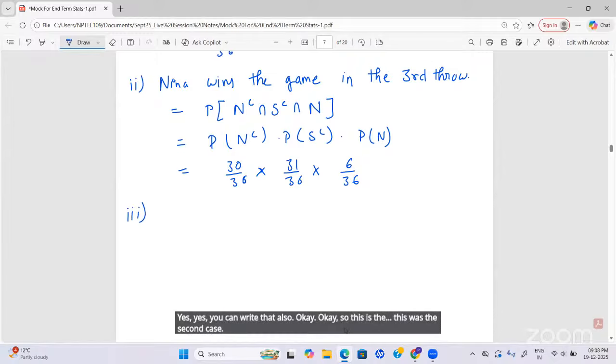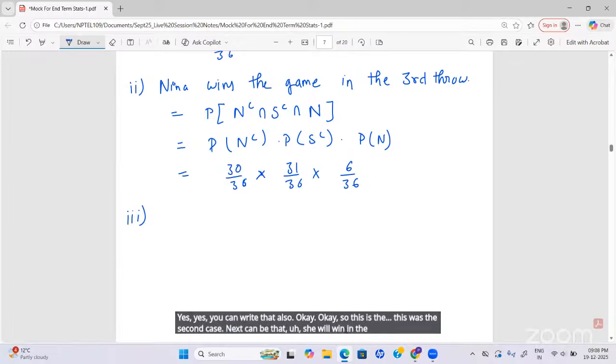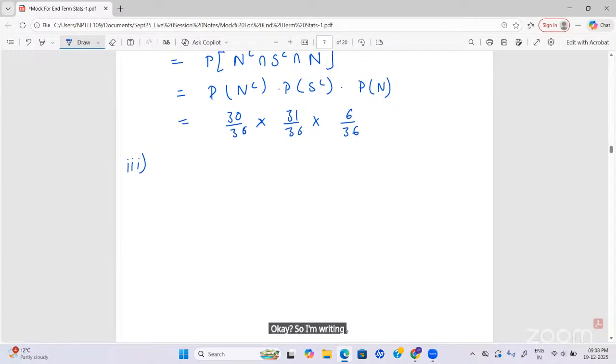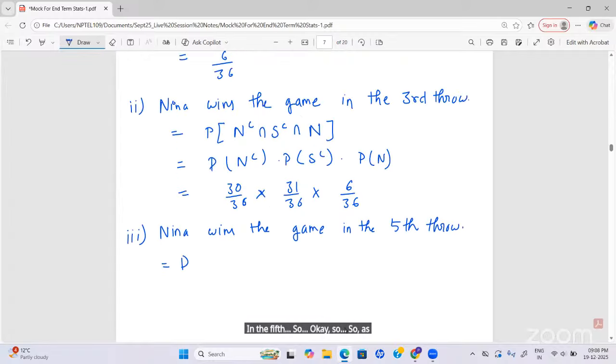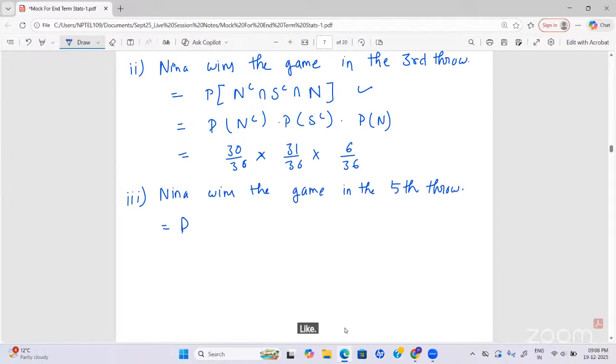Next can be that she will win in the fifth throw. So I'm writing for that case as well. So Nina wins the game in the fifth throw. Okay, so as we have written this line, in the same way we can write this probability.